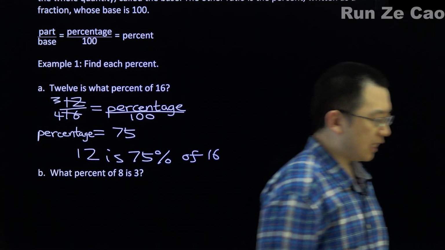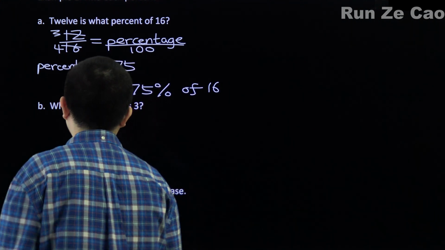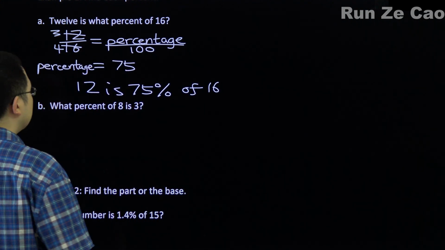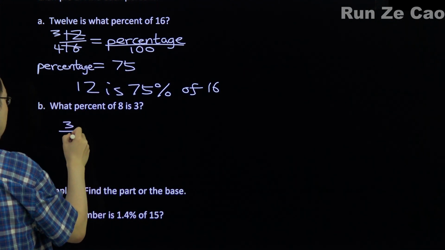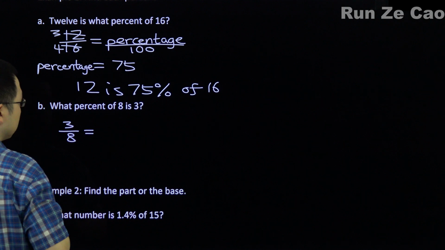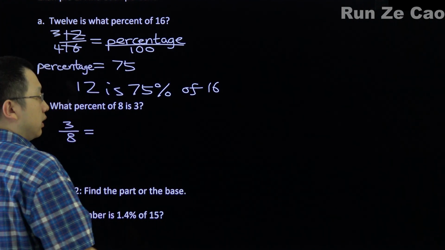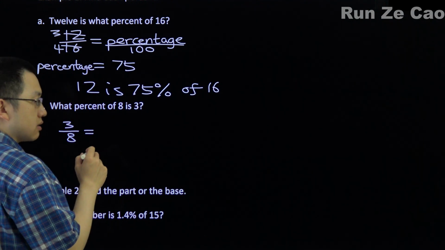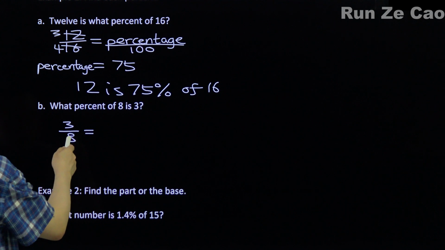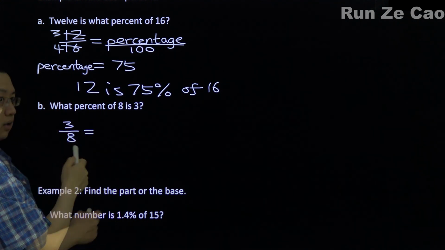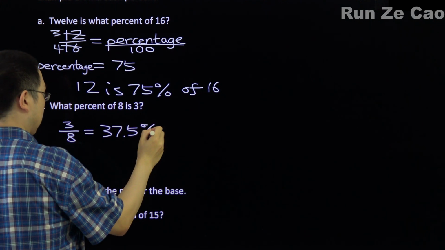What percent of 8 is 3? Well, 8 is the whole and 3 is the part. Three over 8 is equal to how many percent? 1/8 is 0.125 or 12.5%, and this is that much short of 1/2. So it's going to be 37.5%.